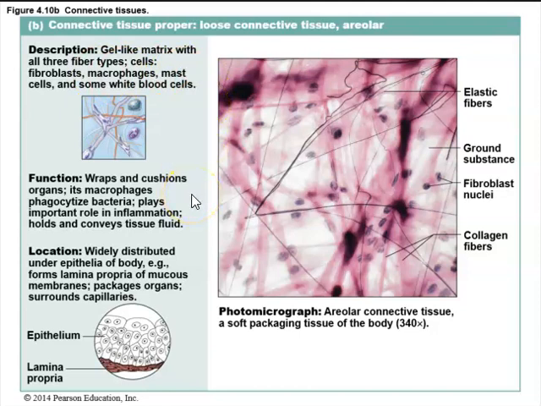We have macrophages that will help phagocytize bacteria, meaning they engulf bacteria, sort of like a Pac-Man cell. It also plays an important role in inflammation and helps hold and convey tissue fluid. Again, it is very widely distributed under the epithelia of the body and helps form the lamina propria of mucous membranes. It also packages organs and surrounds capillaries. Here we can see just a rough drawing of the epithelium and the lamina propria of mucous membranes.